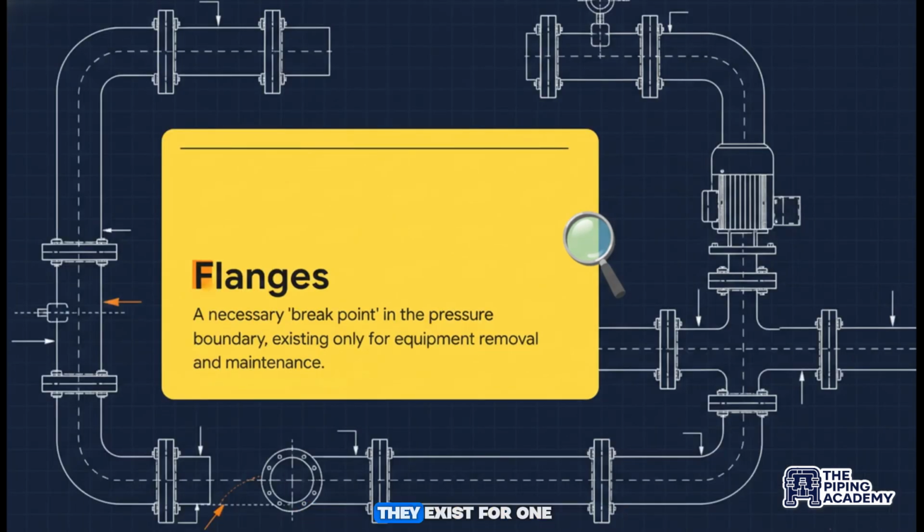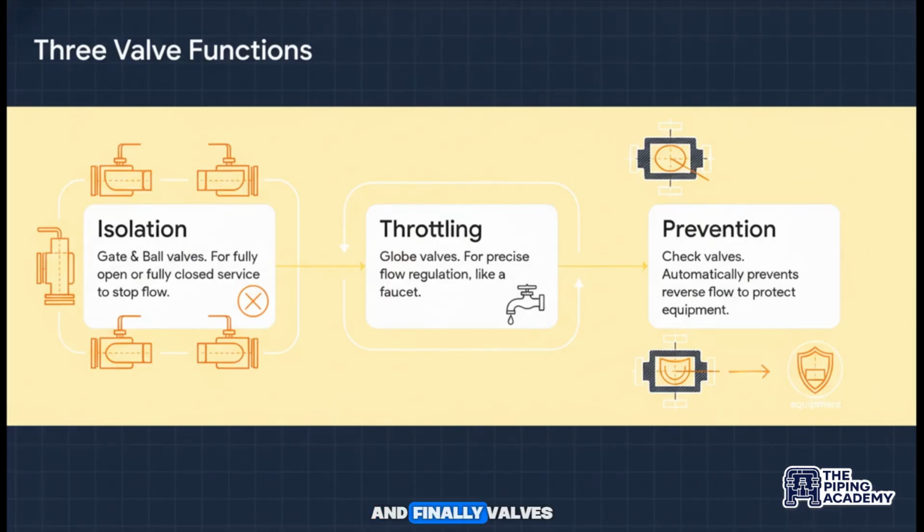Flanges are interesting because they exist for one main reason: maintenance. Honestly, if we could, we would weld every single joint in the entire plant, because a good weld almost never leaks. But you can't weld a pipe directly to a pump, right? Because eventually that pump will need to be pulled out for repair. So flanges give us that necessary breakpoint in the system, allowing us to safely take the plant apart when we need to. And finally, valves.